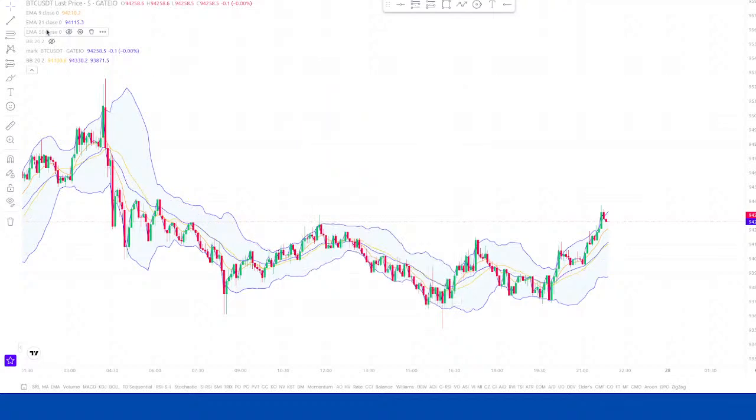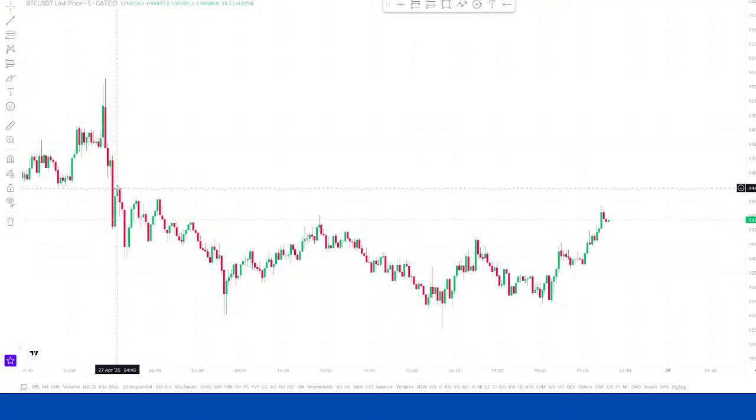I had some indicators on, so I can switch them off. Assuming I don't have any other indicator, this is the part where you can delete. You can delete indicators here. Remove drawings, remove indicators. Let me remove everything so that we start from scratch.